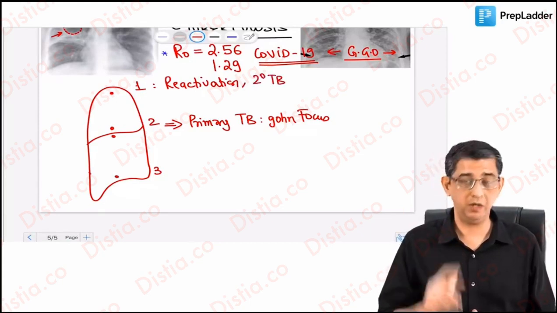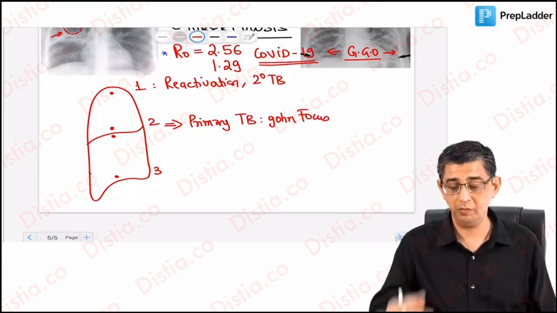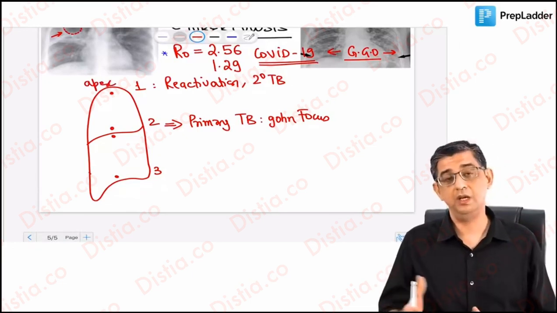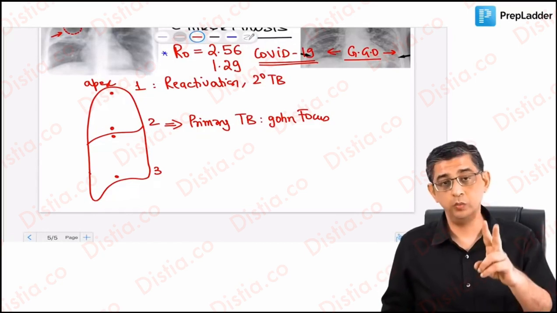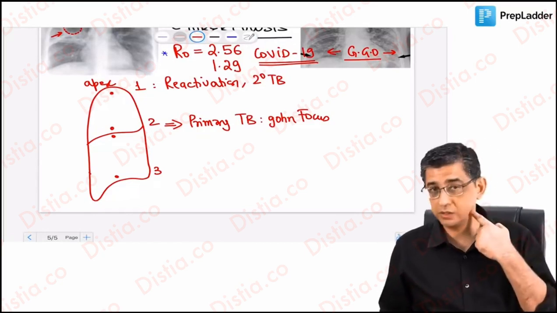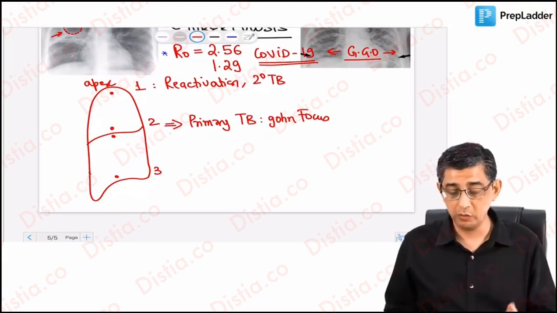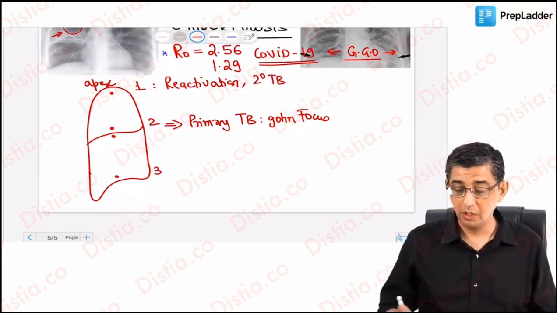So the words to be remembered are post-primary TB, secondary TB, reactivation of TB is what is going to be located in the apex per se. But as I asked, if a person is coughing on you, where will the TB bacteria land? Then there are two possibilities. Either it will land in the tonsils, or it can go in the airways, and if it goes in the airway, it will mostly be in the lower part of the upper lobe. That's the primary site of Ghon's focus.